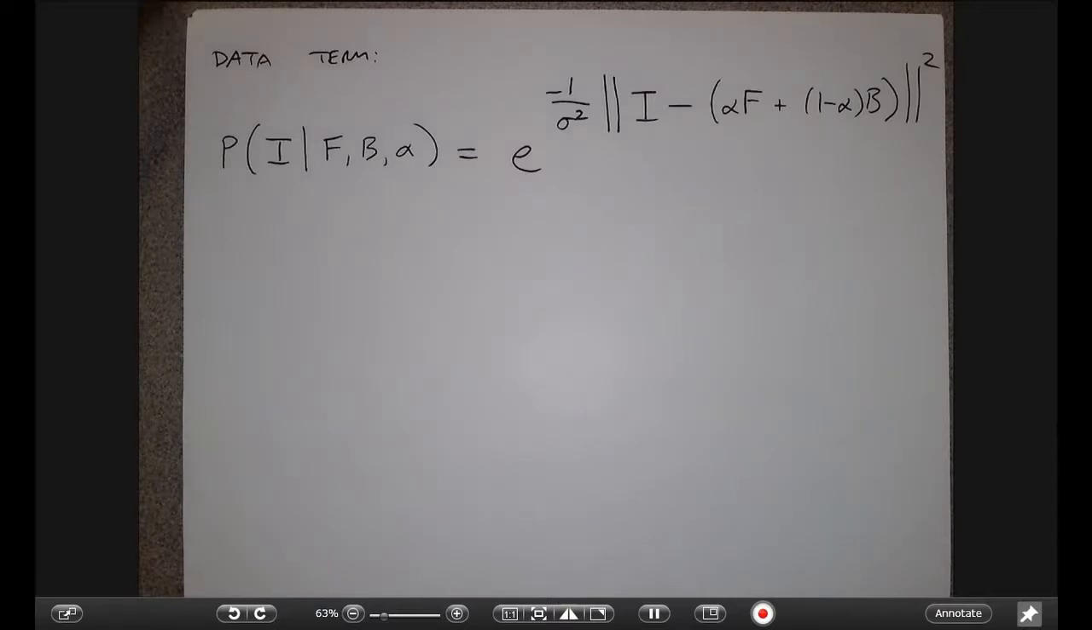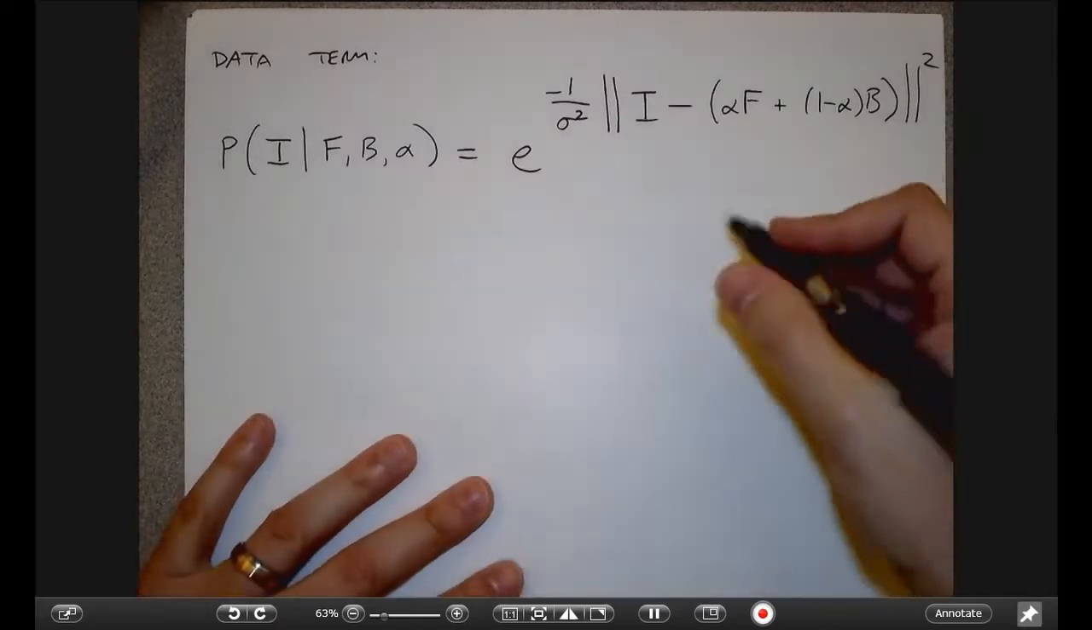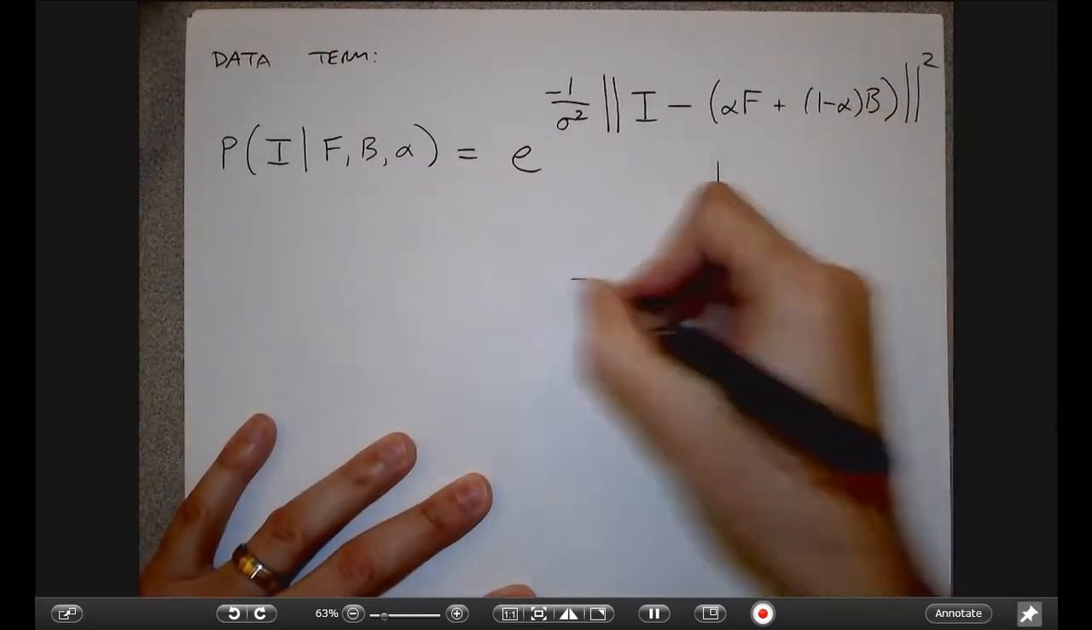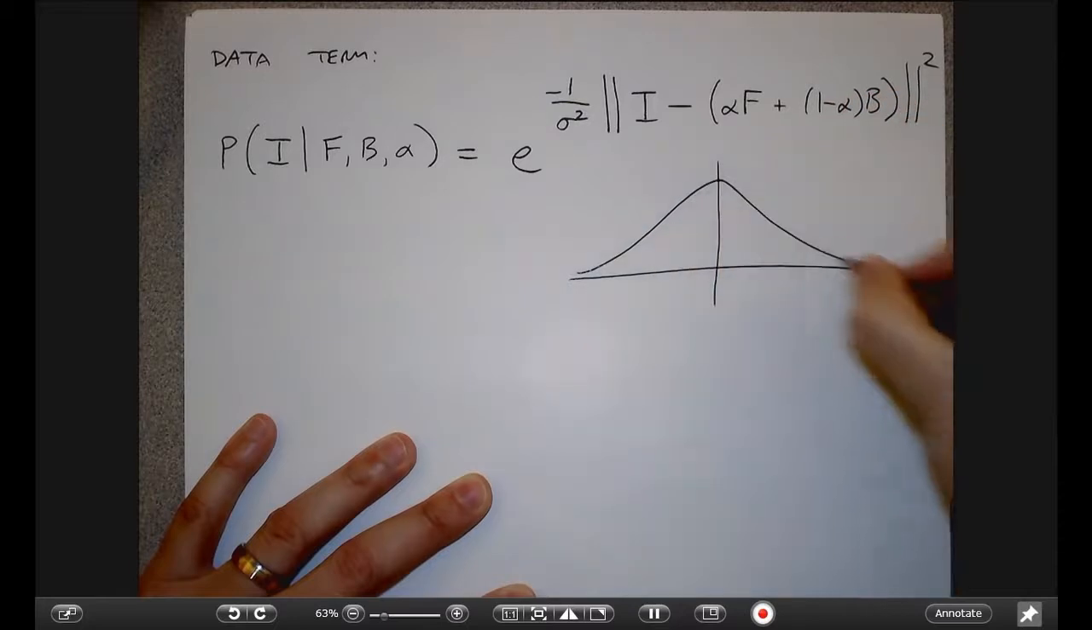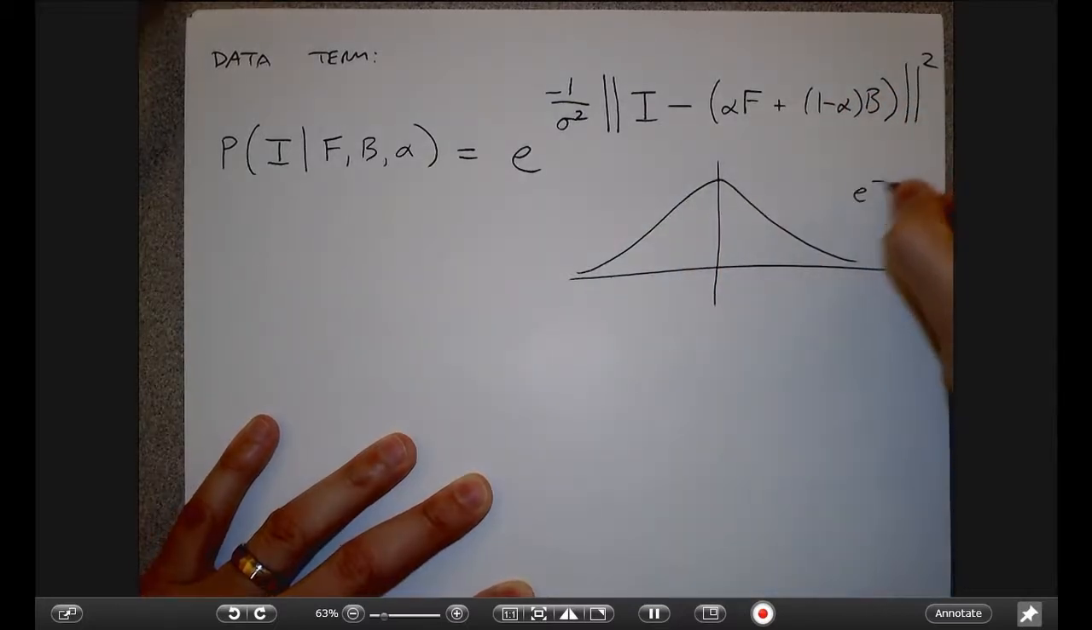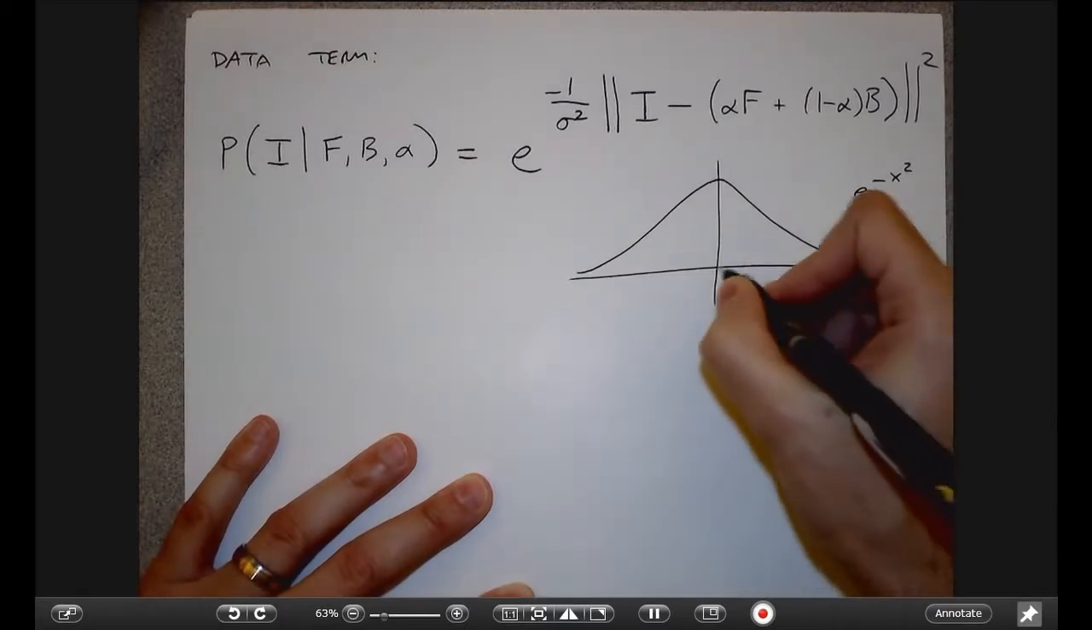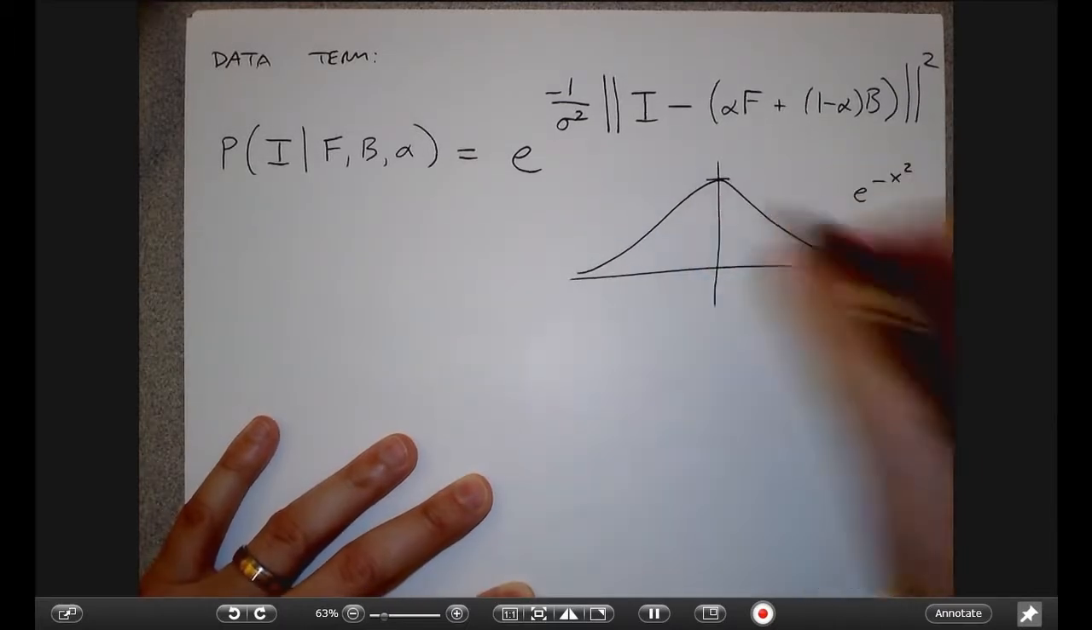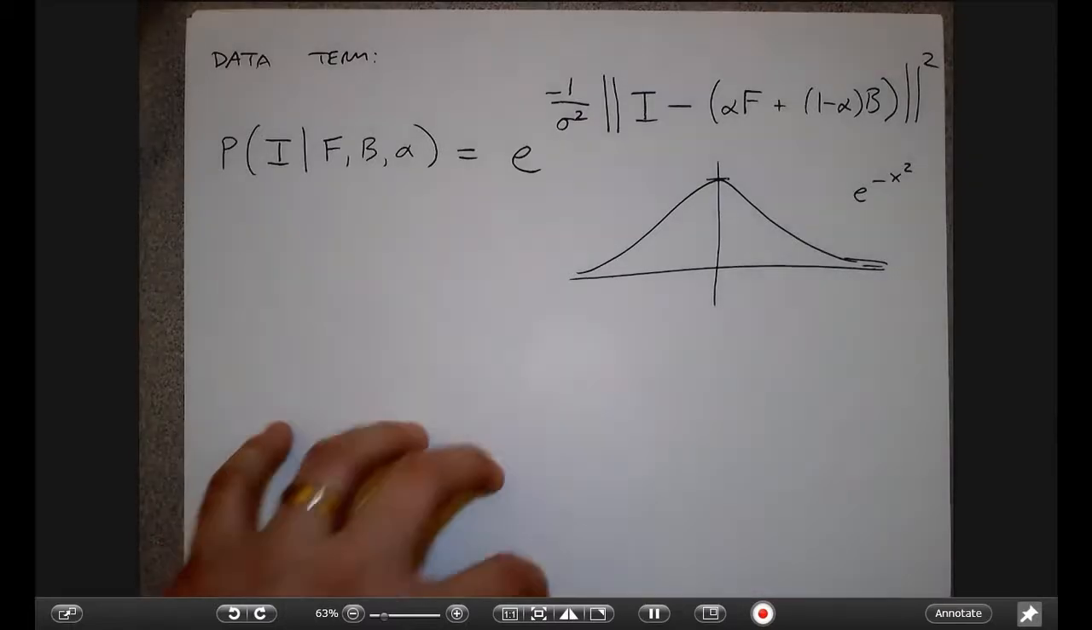When this is far from true, so if I have an F, B, and A that are really inconsistent with the observed image color, then the term in the norm is really big, and I have e to the minus some big number, which is going to be close to 0, right? The way I think about this is my e to the minus x squared kind of picture, like a Gaussian distribution. When this number is small, I should be high. When this number is big, I should be low, right?